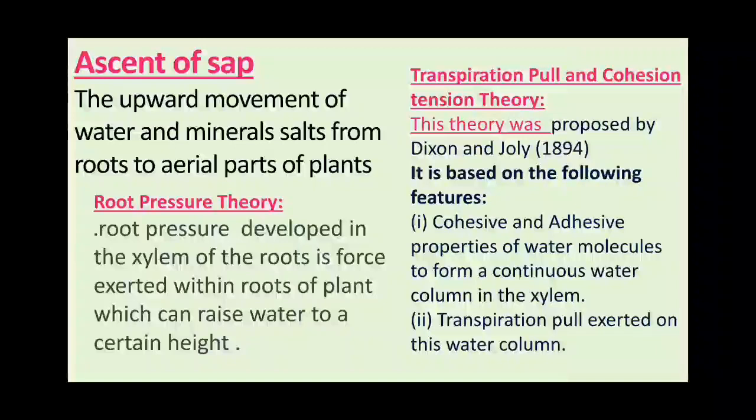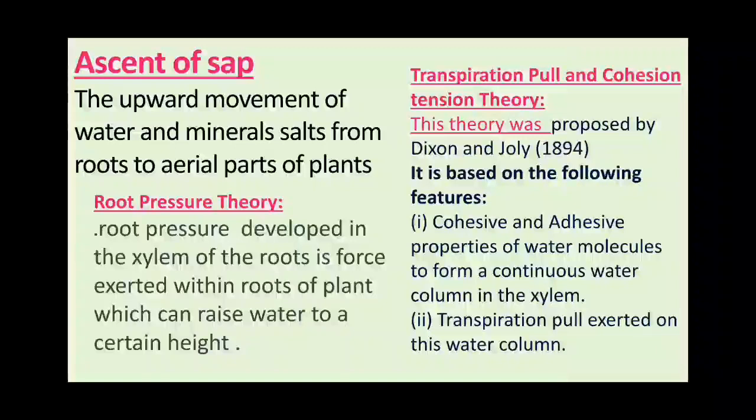That means the transpiration pull and cohesion theory was proposed by Dixon and Joly in 1894 and it is based on the following feature. Number 1, the cohesive and adhesive properties of water molecules to form a continuous water column in the xylem. Now, water is lost from the leaves due to transpiration and is consumed in the process of photosynthesis.